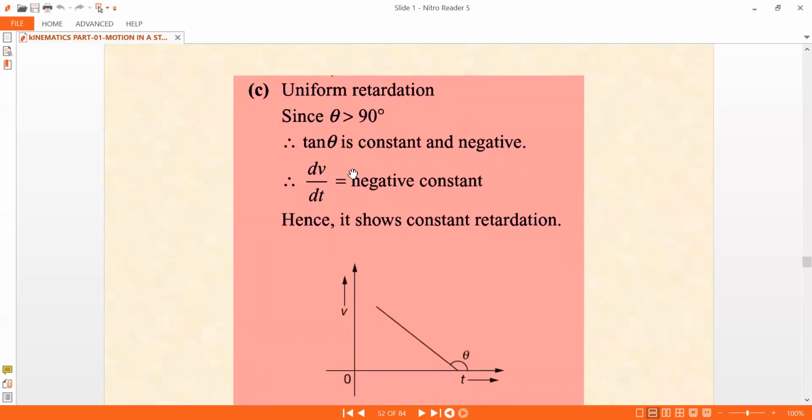And uniform retardation is a situation when you have this kind of line. This kind of line has a negative slope, negative slope behavior. And when you see a line like this, that is a positive slope behavior.